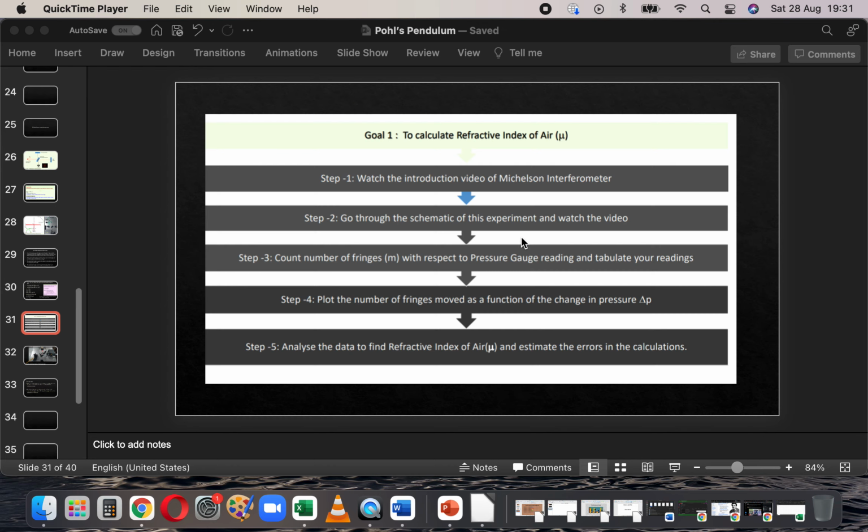So these are the steps. This is the introduction video for the Michelson interferometer. You're watching that now. Then there is another video where the data is available, where the pressure is increased and the fringes shift. You have to count the number of fringes m with respect to the pressure gauge reading and tabulate it. Then plot the number of fringes moved for a given change in pressure delta P, find the slope, and get the refractive index.